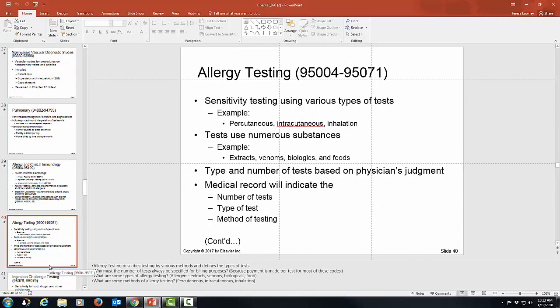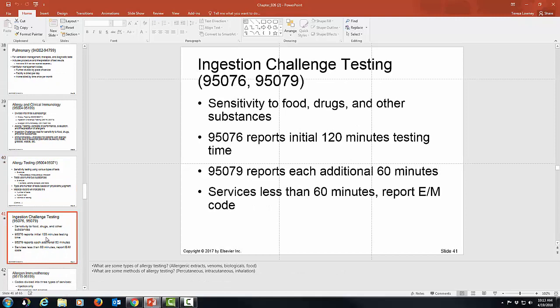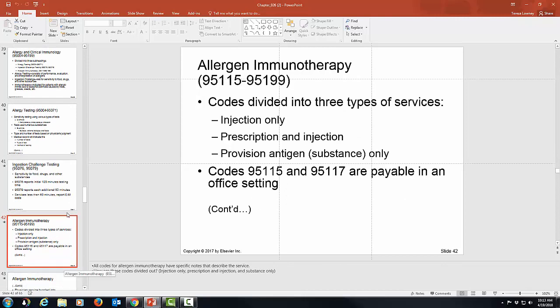A sensitivity testing, the type and number of tests are based on the physician's judgment, so you're only going to code those which he tells you. The medical record will tell you the number of tests, the type of test, and the method of testing. So sensitivity to food, drugs, and other substances, the initial 120-minute testing time, and then there's another code for each additional 60 minutes. Services that are less than 60 minutes, you're going to just use an E&M code. So again, time is so very important.